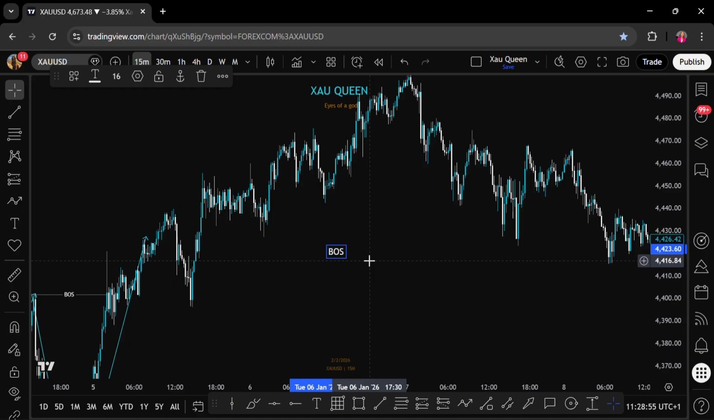When we see BOS, break of structure, it means that the trend wants to continue in that direction. Let's say it's breaking structure to the upside, which is a bullish move. That means we want to be buying to the upside. But once MSS, or change of character, happens, it means that it's for reversal.